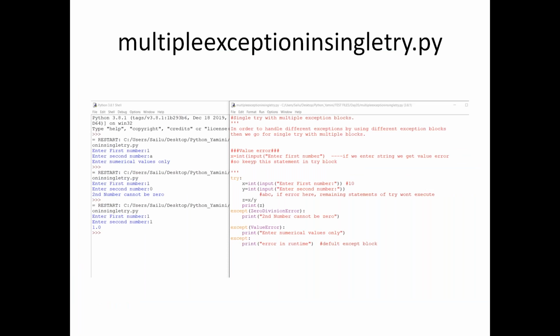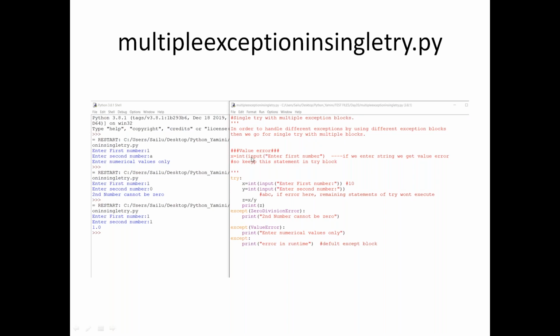Multiple exceptions handling in a single try. It's not a single error, it can be multiple errors. It can be a ValueError, it can be ZeroDivisionError, it can be something else, any other errors, indentation, whatever it may be. So I want to maintain multiple exceptions for a single program. Can I handle it? Yes, we can handle it. In order to handle different exceptions using different except blocks, we go with a single try with multiple except blocks.